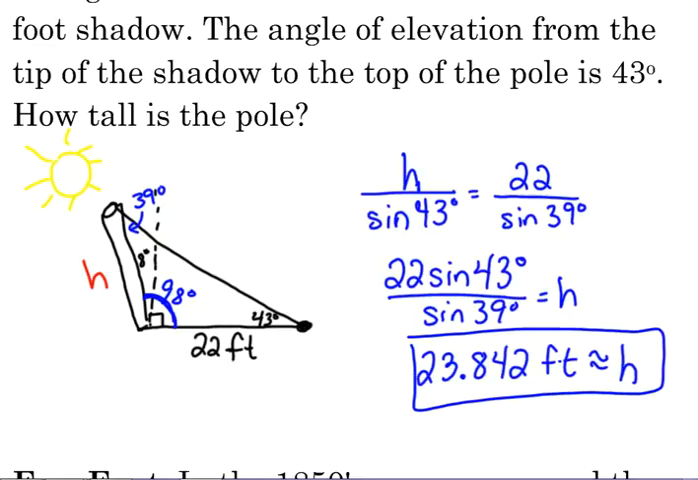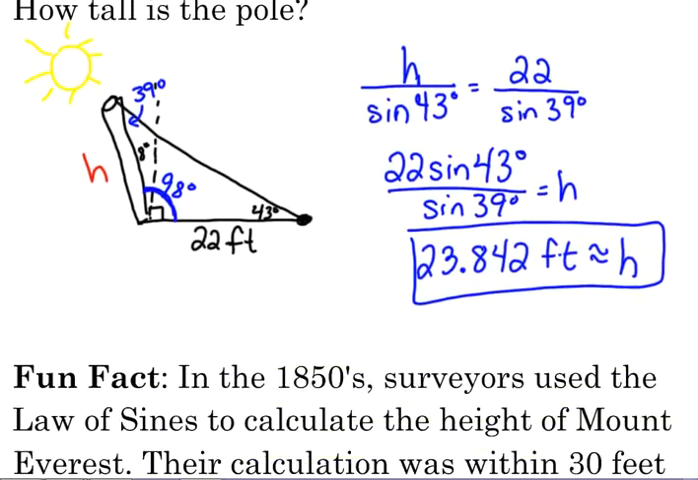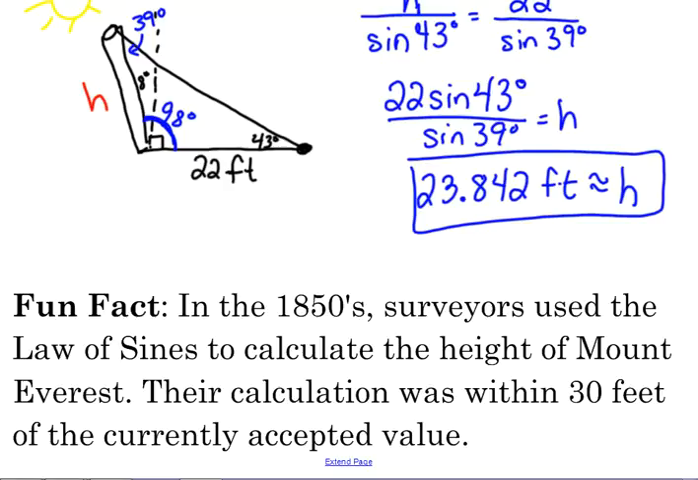We're getting ready to do an example like that. Okay. All right. So, fun fact, in the 1850s, surveyors used the law of sines to calculate the height of Mount Everest. Okay. They actually used the law of sines to calculate the height of Mount Everest. And in the 1850s, before the invention of graphing calculators and all that stuff that makes y'all's life so much easier, their calculation was within 30 feet of the currently accepted value.